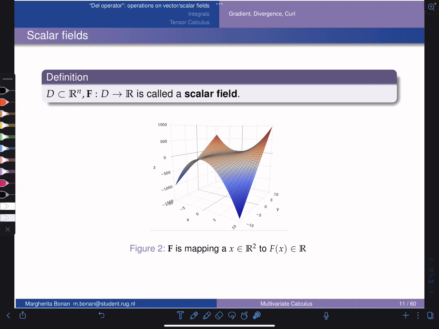On the other hand, for a scalar field, we have that every point is associated with a scalar. So even if we have a 2D point, for example, in the xy plane, it will be associated to a value f of x in R. So we plot it as a value in z, on the z-axis.